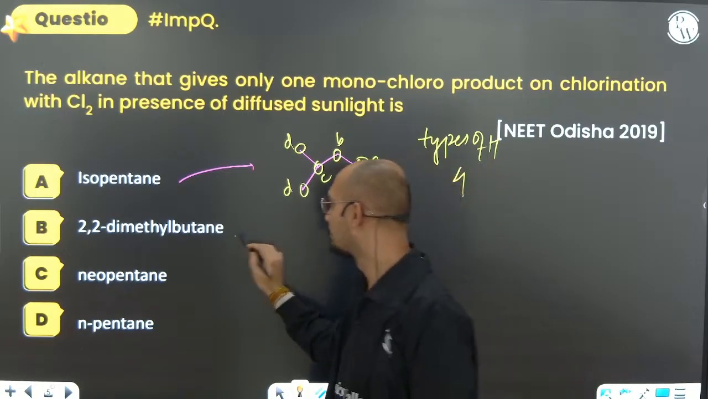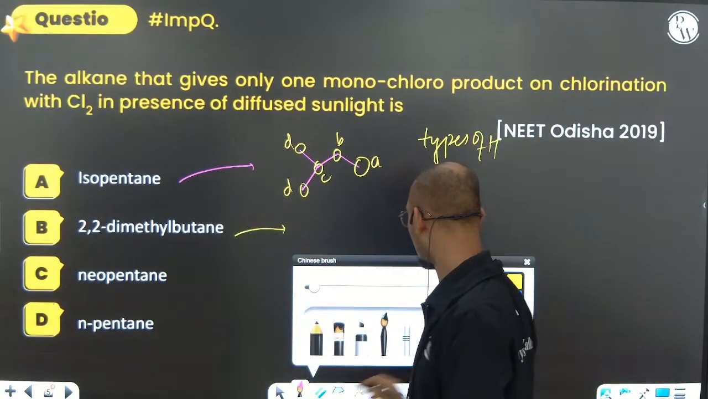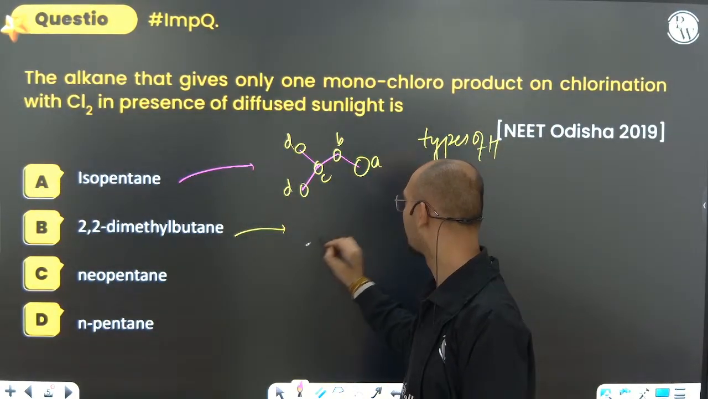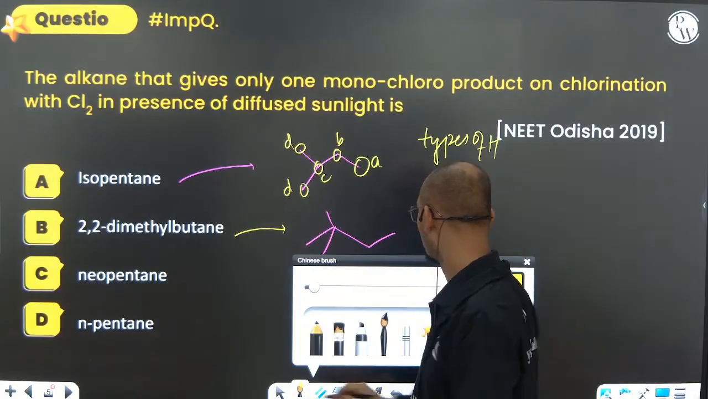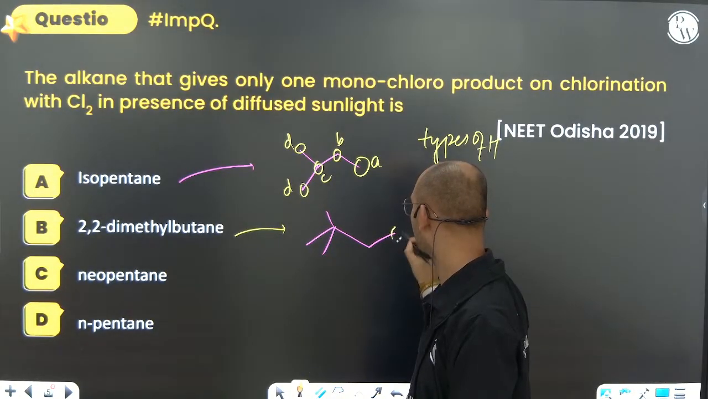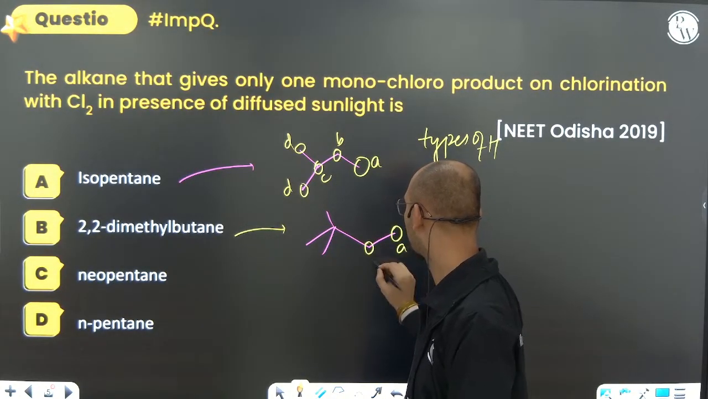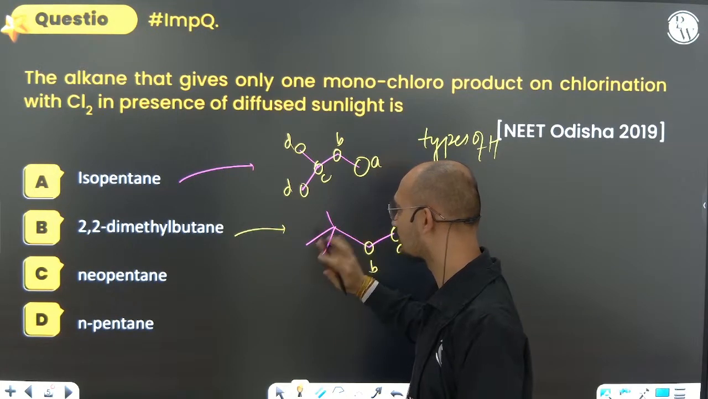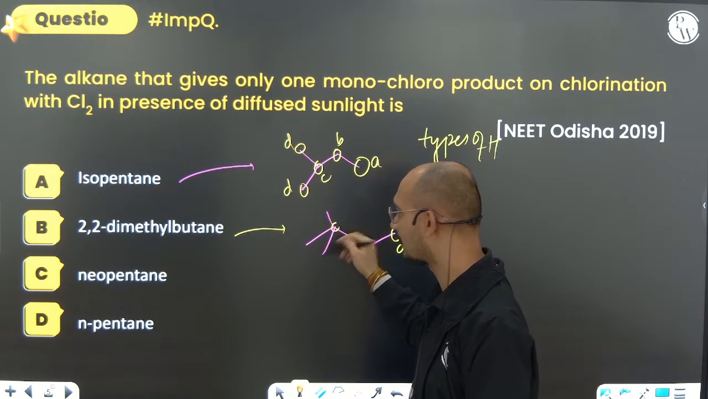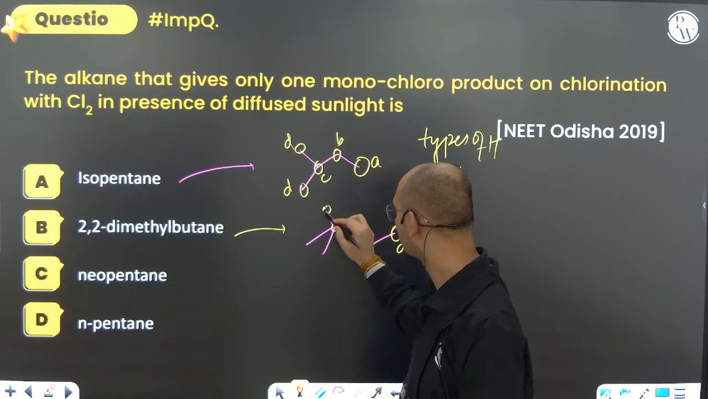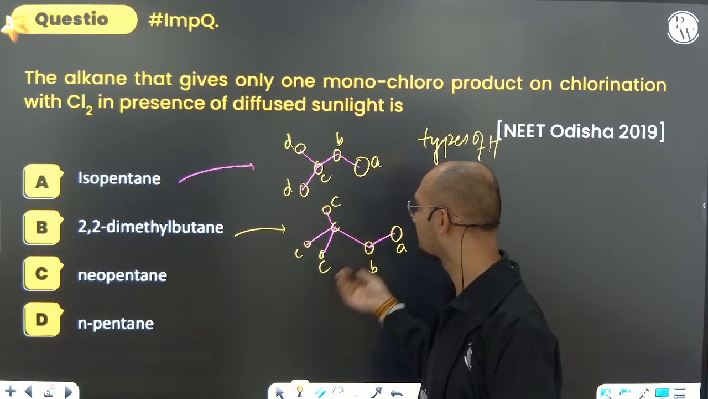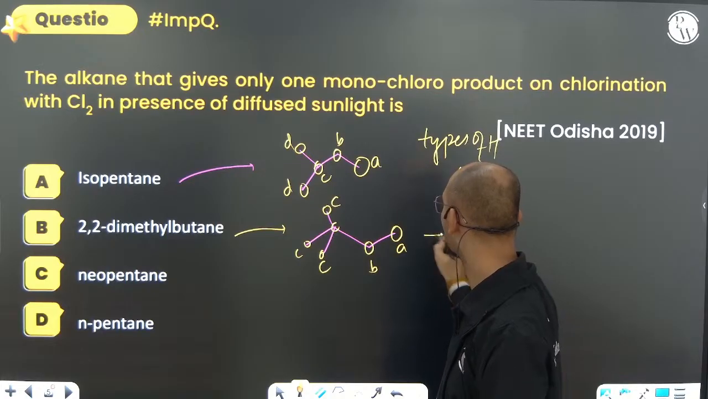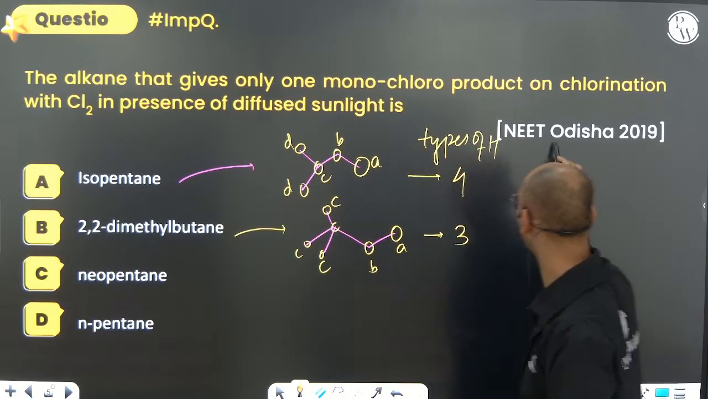Not a big deal. 2,2-dimethyl butane. Let's look carefully. 2,2-dimethyl, 1, 2, 3, 4 butane. Let's see here how many types of hydrogen there are. A, B. Here it is. Is there any hydrogen? No. Here this carbon already has 4 bonds formed. No. So there it is going to be C, C, C. So how many types are there? There are 3 types.